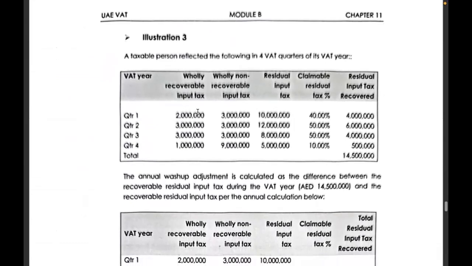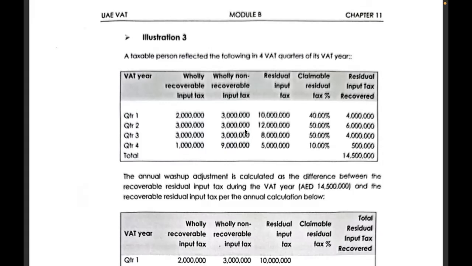So during quarter one, 2 million was the fully recoverable input tax, and the wholly non-recoverable input tax, which relates to exempt supplies, was 3 million. Residual input tax was also there. This was the mixed use input tax, 10 million. In the first quarter, the claimable residual tax percentage was only 40%. Why? Because 2 million was the wholly recoverable; if you add these two, it becomes 5 million. So 2 million over 5 million is equal to 40%. So the residual input tax that we recovered was 40% of this 10 million, which is 4 million. So that 4 million we had recovered.